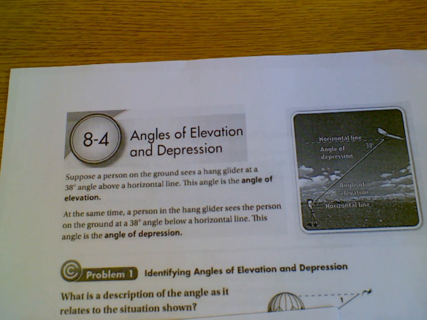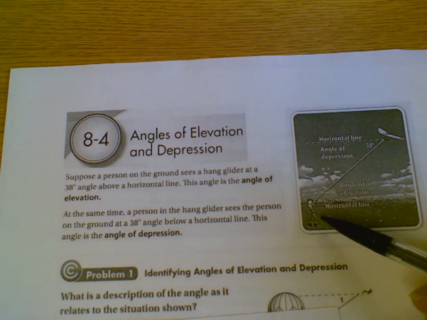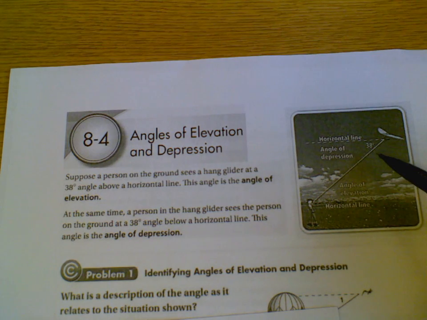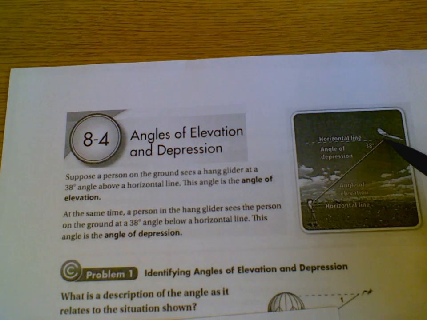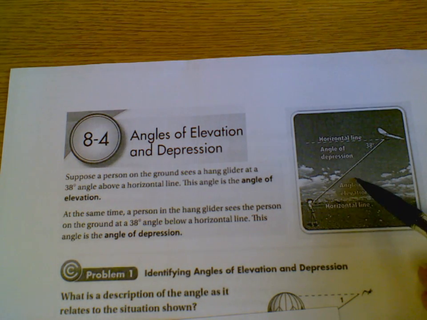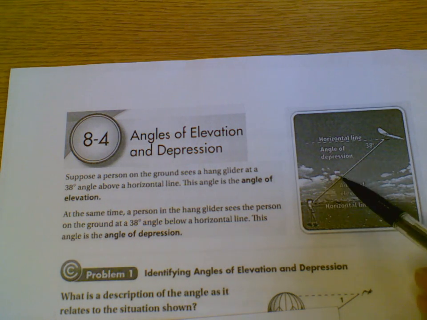8.4 is about angles of elevation and depression. So the first thing is just getting you used to that vocabulary. So I gave you a scenario over here. Suppose a person on the ground sees a hang glider at a 38-degree angle above a horizontal line. So here's this person. They see that hang glider, so this would be an angle of elevation. So you're looking for that horizontal line. The line that's going up is going to show me that it's an angle of elevation.